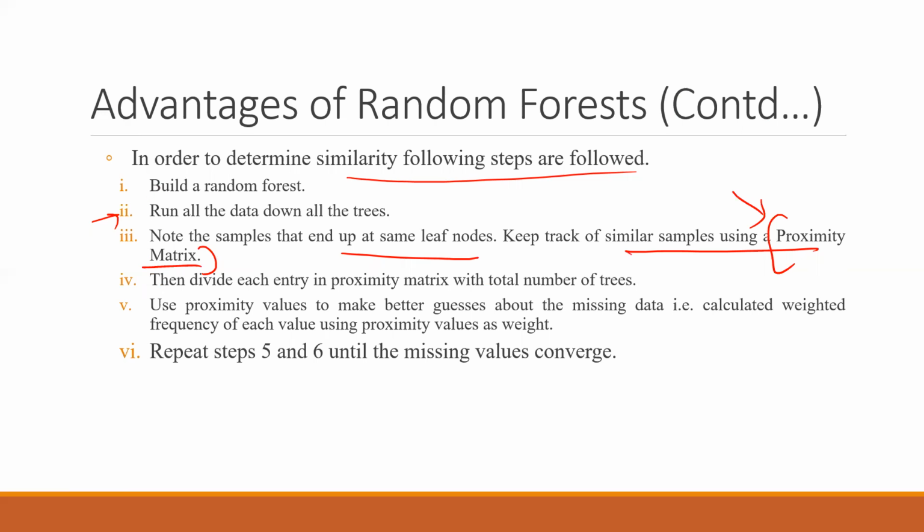Now we have to handle the missing value, which is what is being talked about in order to determine the similarity. Similarity matters because you have to fill the missing value. First you have to build a random forest, then go through all the data points, then make this proximity matrix, and finally divide each entry in the proximity matrix by the total number of trees. This has to be done.